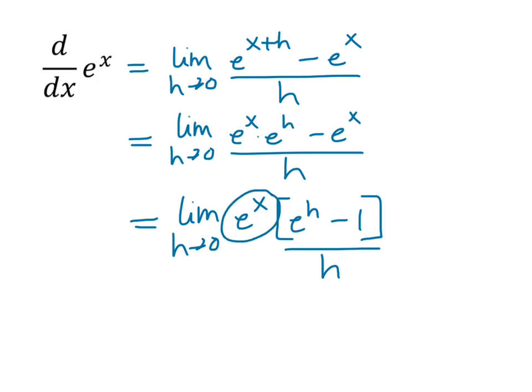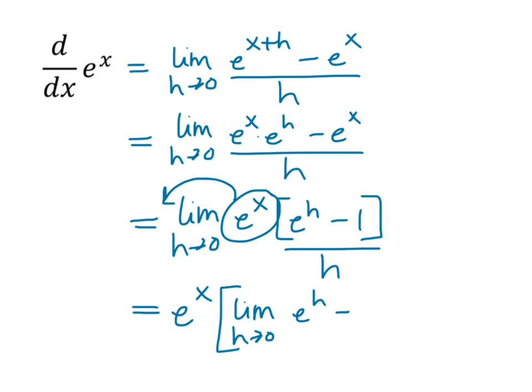So we can take a closer look at this e to the x. Now as h is changing, as h is getting closer to 0, e to the x remains constant. So you can take a constant and pull that right in front of the limit. So we can write the e to the x out front multiplied by the limit of, as h is approaching 0, of e to the h minus 1 all over h.